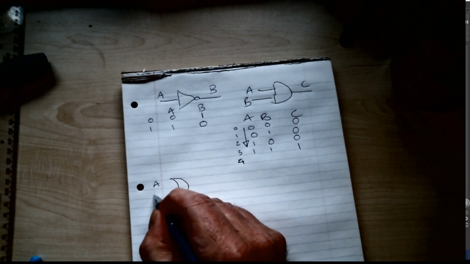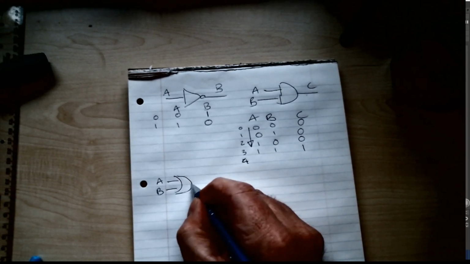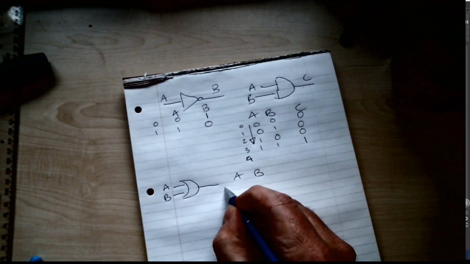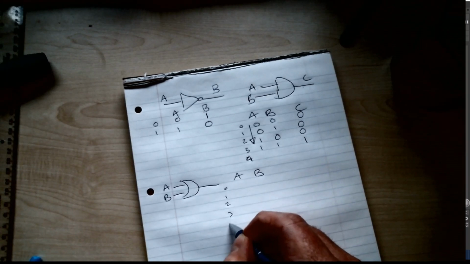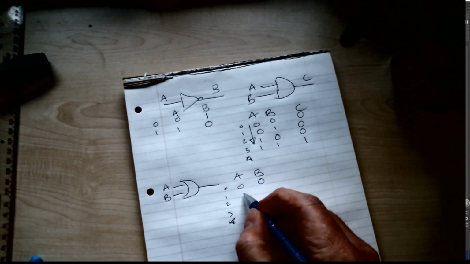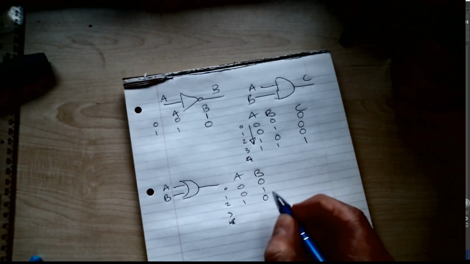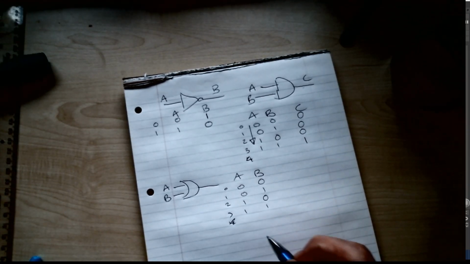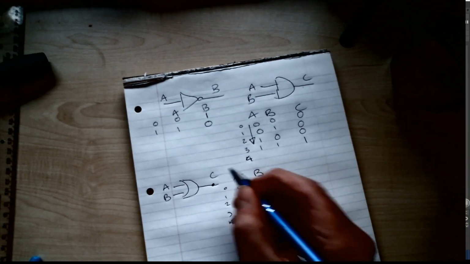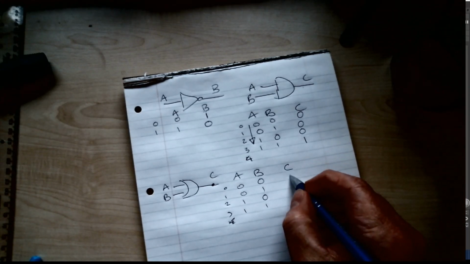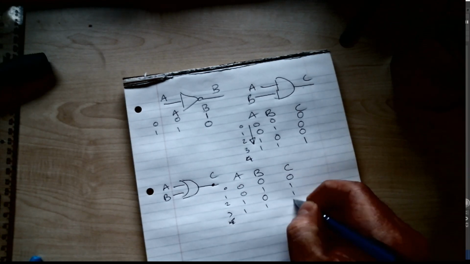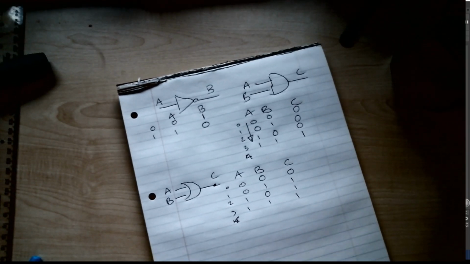Okay, so we've got A and B as inputs, and the job of the OR gate is if either of those is 1, the output is 1. We do the counting again in denary. So it's 0 0, 0 1, 1 0 is 2, 1 1 is 3. Okay, so that's our four inputs. This time we've got the output C. So C would be 0, 1, 1, 1. Okay, so those are your three basic gates.